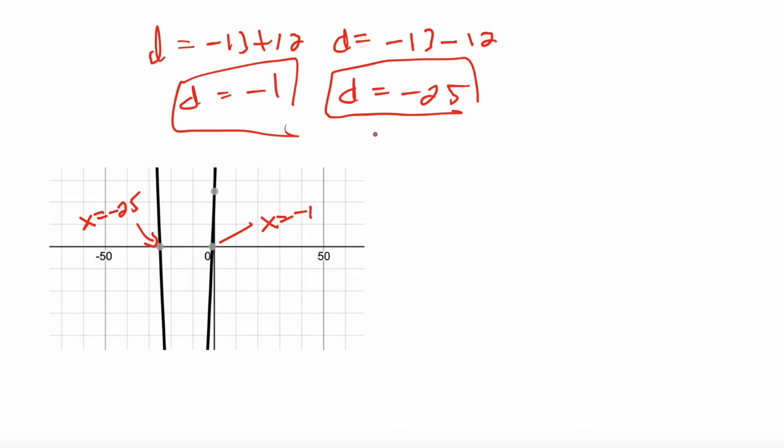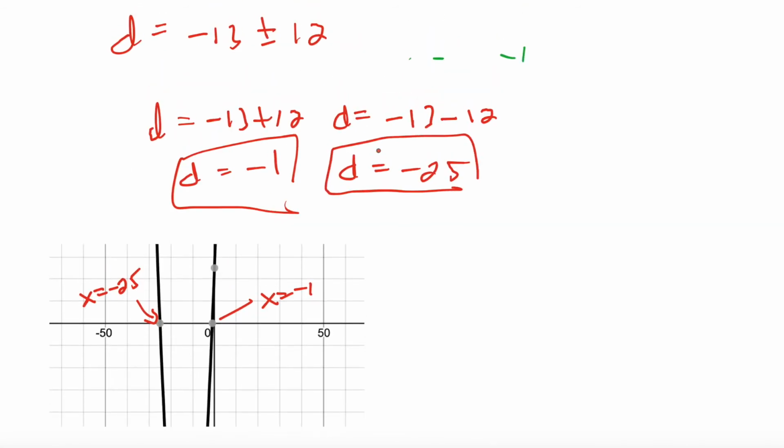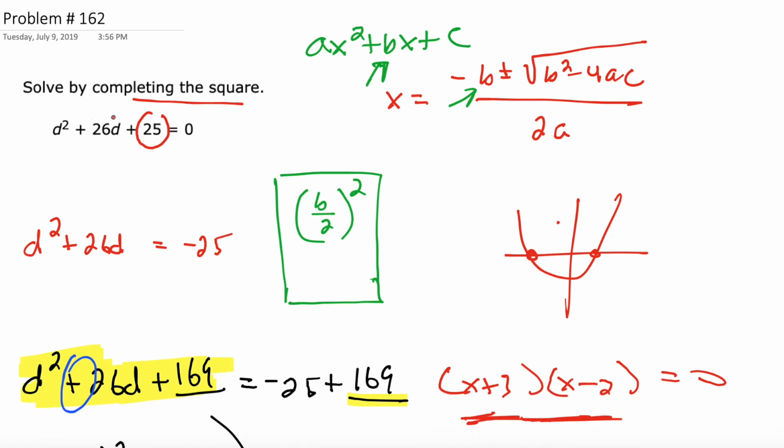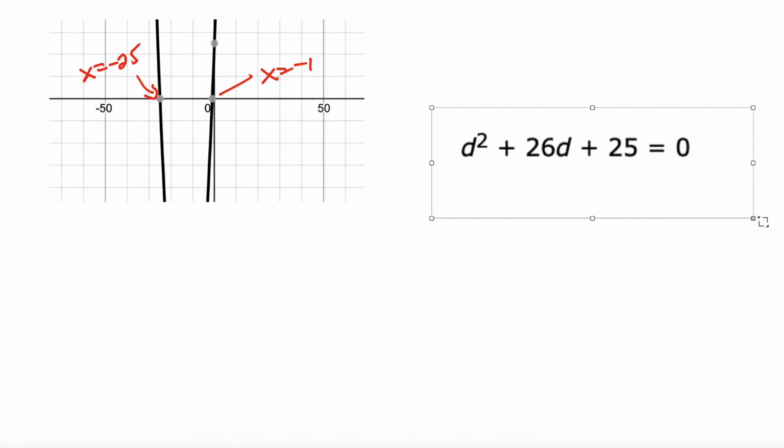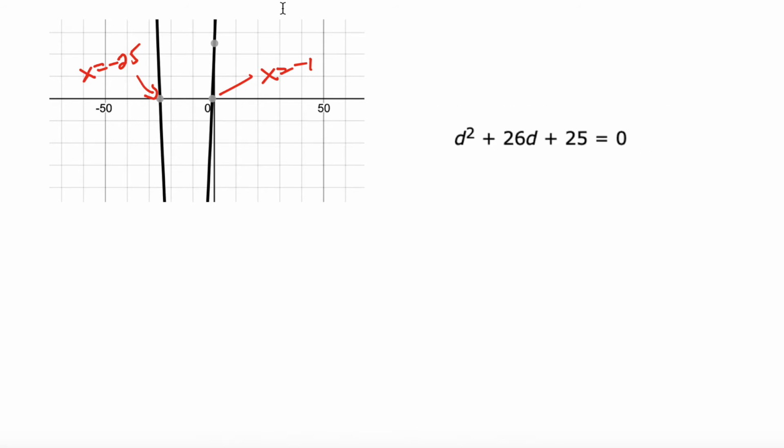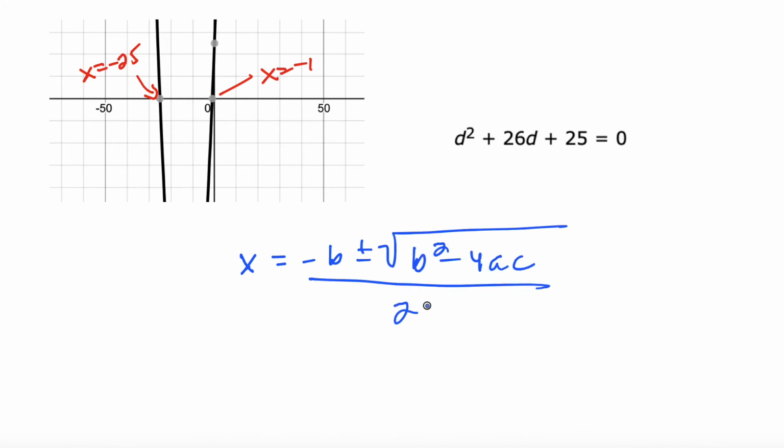Now, something kind of interesting: let's use the quadratic formula in this problem. How would you solve that with a quadratic? Well, what is the quadratic formula? x equals negative b plus or minus the square root of b squared minus 4ac, over 2a. So x equals negative 26.